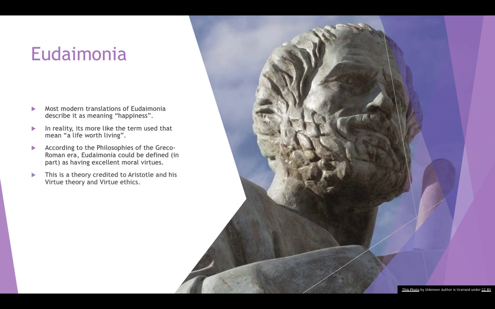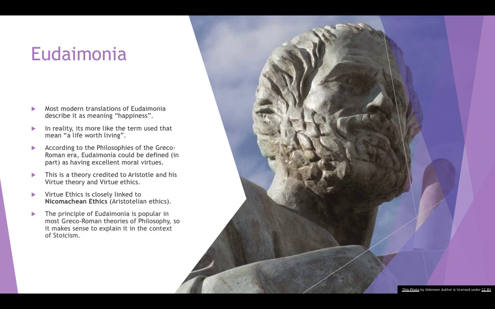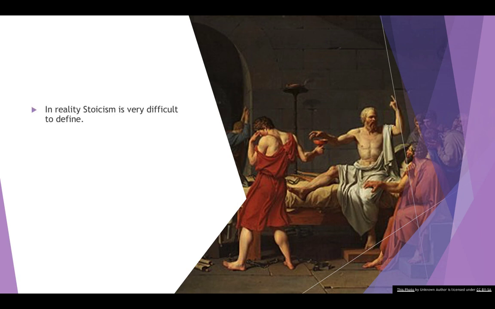This is the theory that is credited to Aristotle himself, the idea of virtue ethics or virtue theory. And virtue ethics is closely linked with so-called Aristotelian ethics. The principle of eudaimonia is popular in most of the Greco-Roman theories of philosophy. So it makes sense to explain Stoicism as a part of this eudaimonic movement, shall we say, within ancient Rome and ancient Greece.